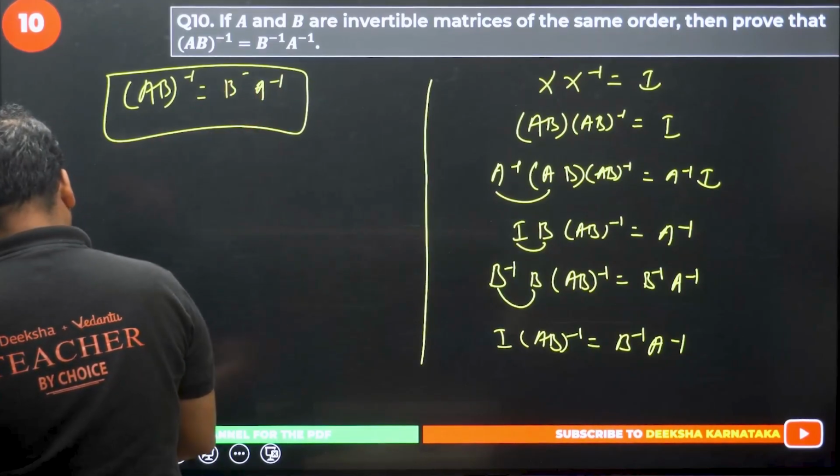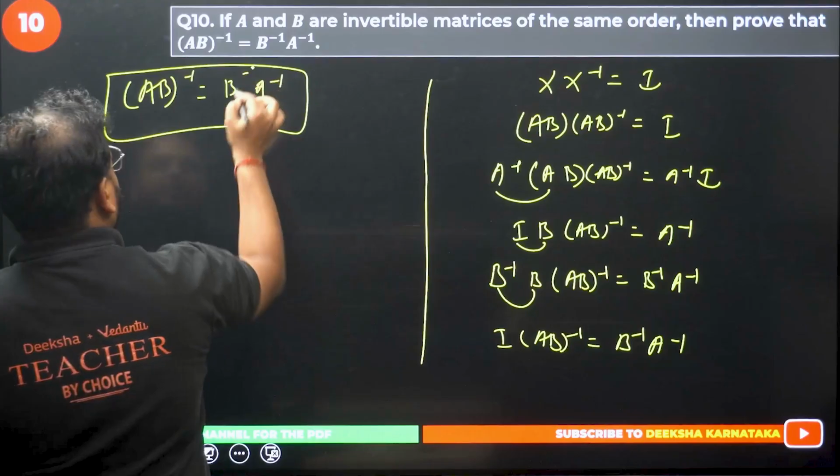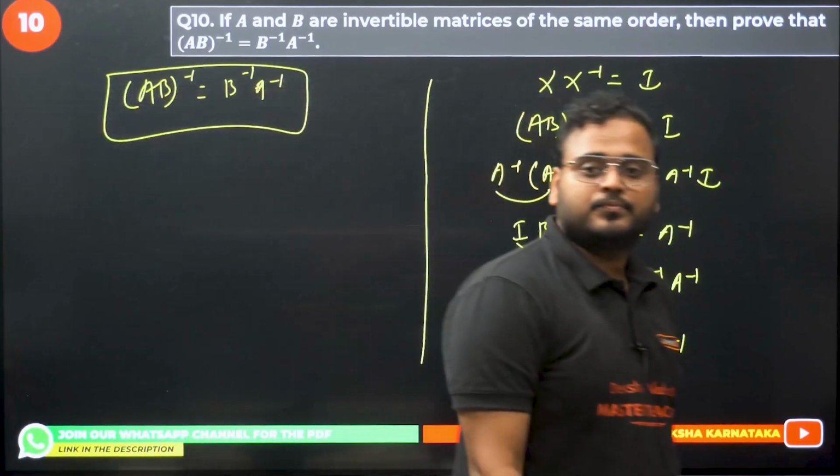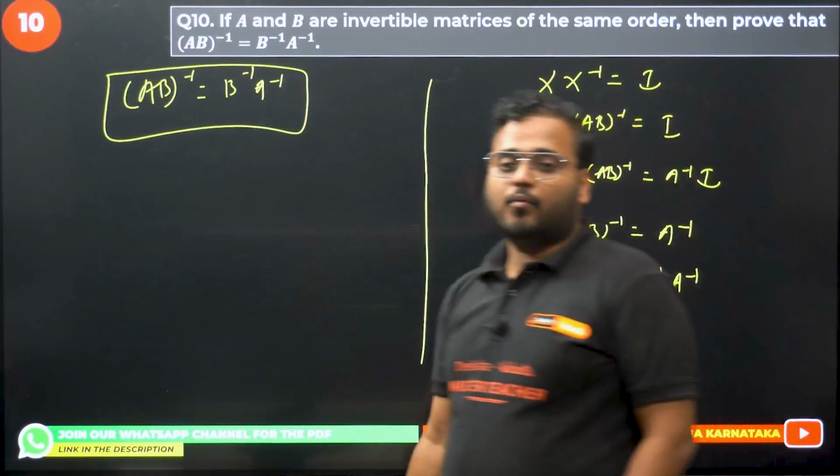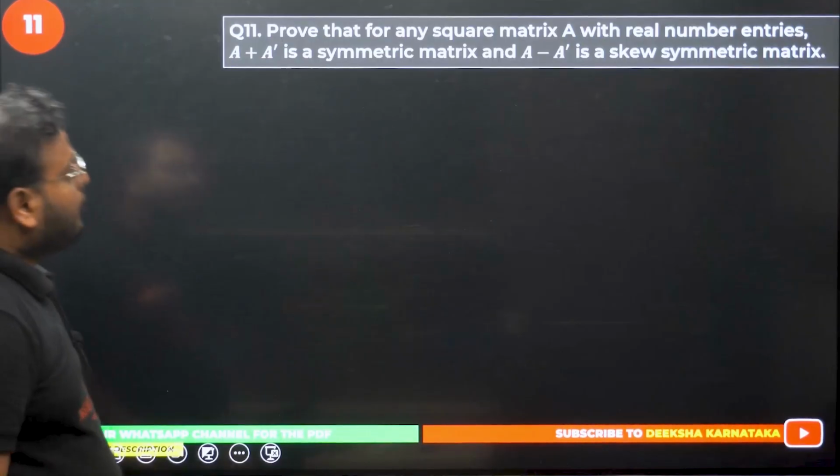Yeah. B inverse A inverse. So this is what we're looking to prove, and we got it. Question number 10 is over. Okay. Moving to question number 11 now.